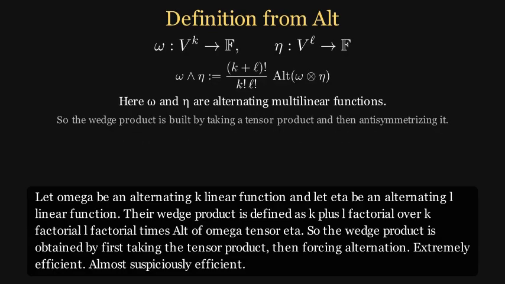Let omega be an alternating k-linear function and let eta be an alternating L-linear function. Their wedge product is defined as (k+L)! over k! L! times alt of omega tensor eta. So the wedge product is obtained by first taking the tensor product, then forcing alternation. Extremely efficient, almost suspiciously efficient.